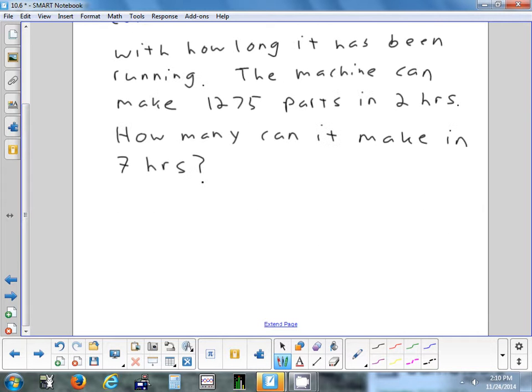Our two units, one unit was 125 parts. Parts over what? Hours.